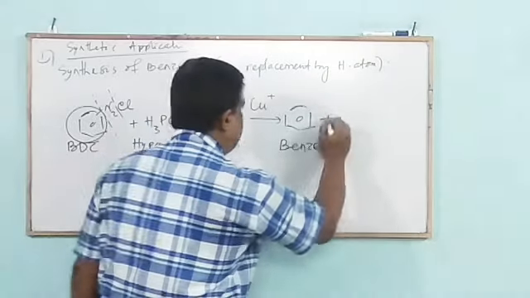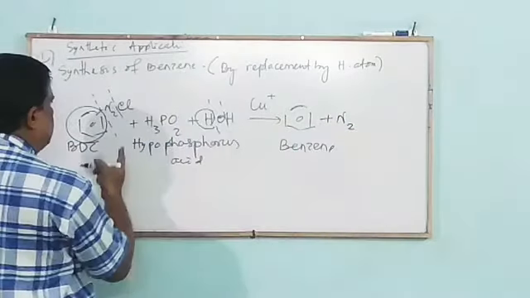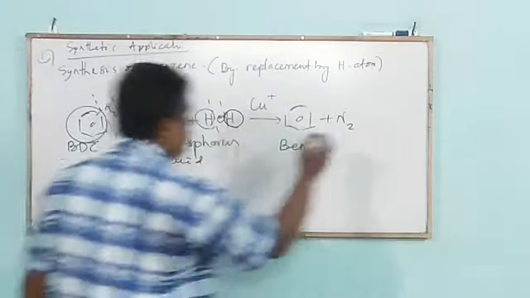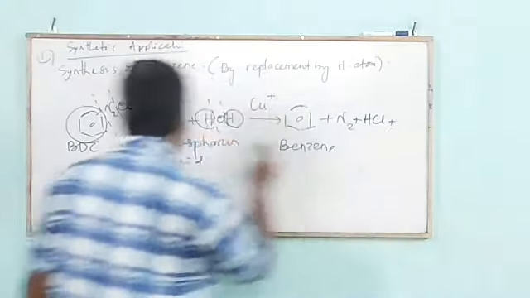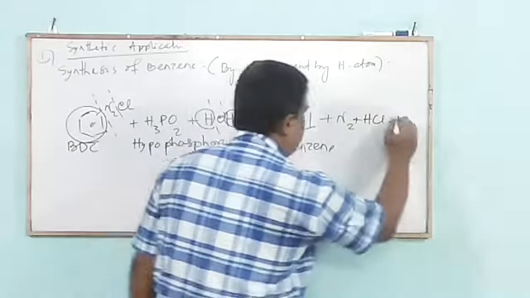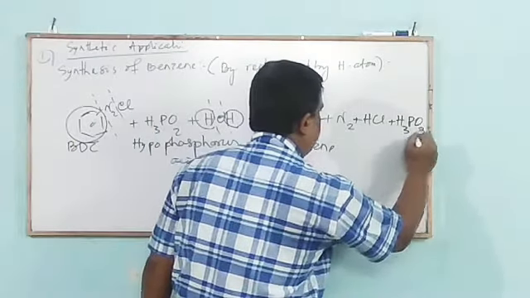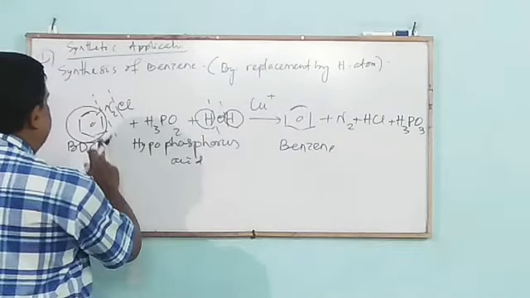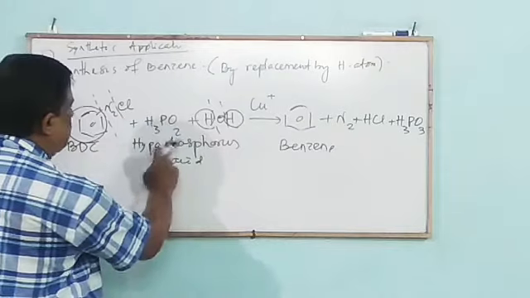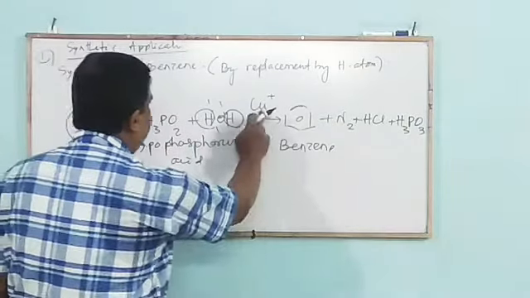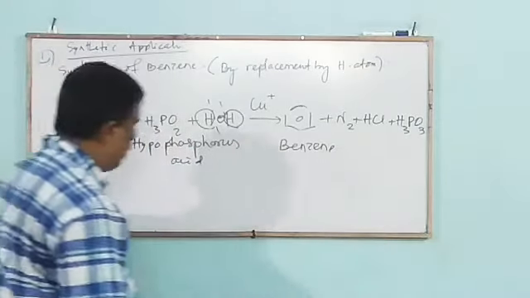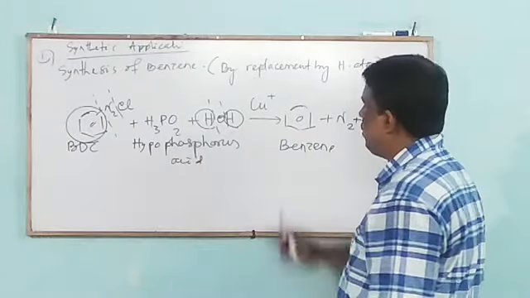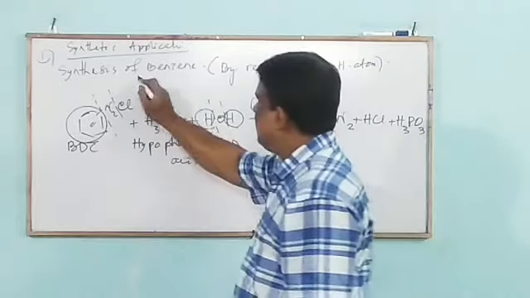Then this part is known as nitrogen. Next, another H combined with Cl to form HCl. The rest, O, adds here to form H3PO3, phosphorus acid. So what is the statement? When benzene diazonium chloride solution reacts with hypophosphorus acid in the presence of cuprous ion or copper salt, then benzene is formed. It is a method of synthesis of benzene.